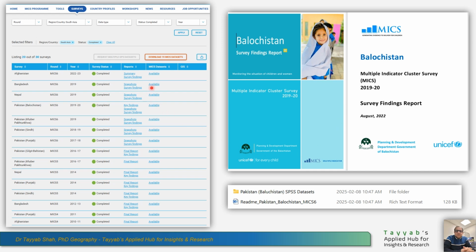The second part is the data availability. When you download the data after registration with the MICS website, you will see the data in SPSS, with a brief description of these files.